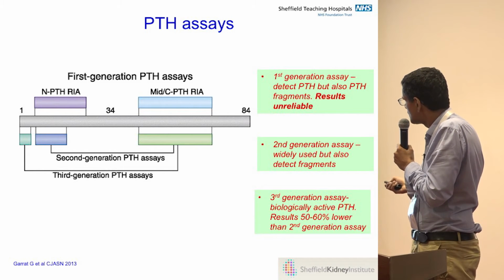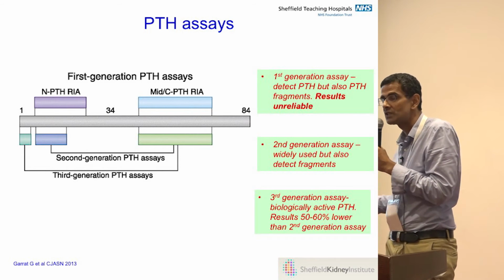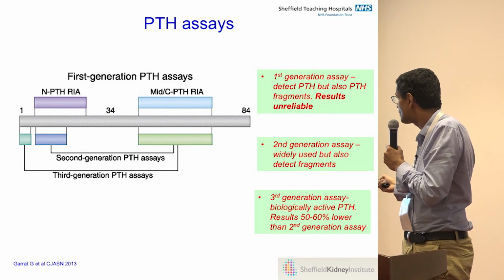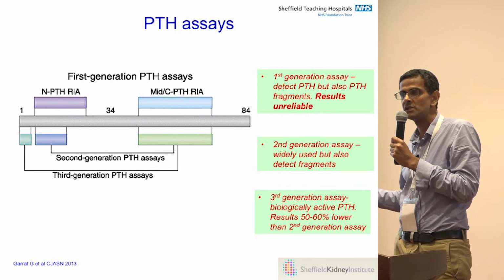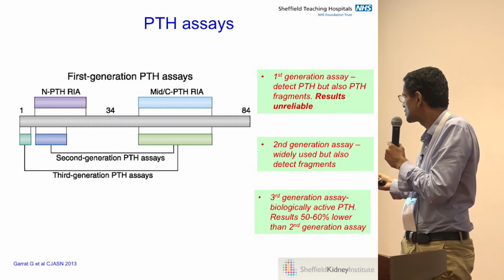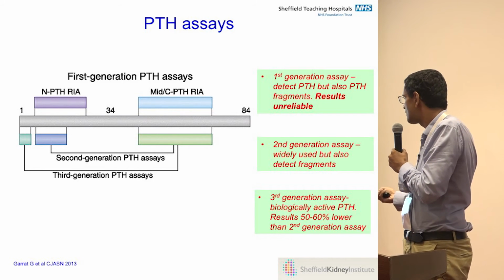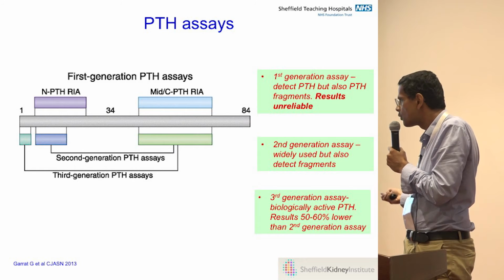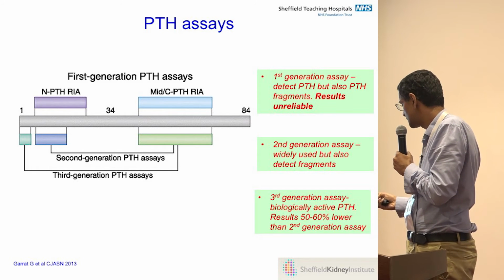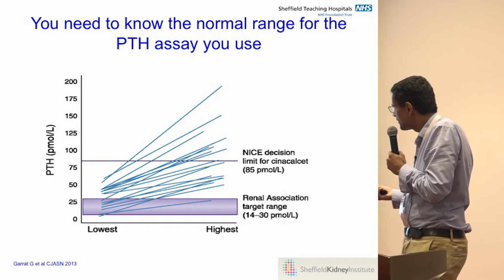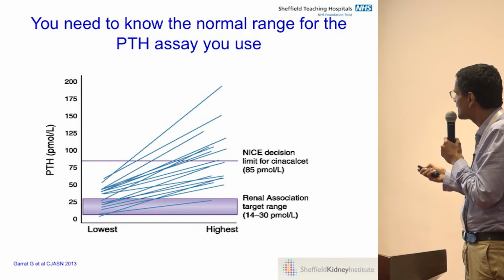So you could say, why don't we all move towards a 3rd generation assay? And the real reason is that most of the outcome data in terms of epidemiological research is all done with a 2nd generation assay. So if we all moved to a 3rd generation assay, it would be very difficult to interpret what our target ranges for PTH should be. The other thing is you really need to know which assay your lab uses.